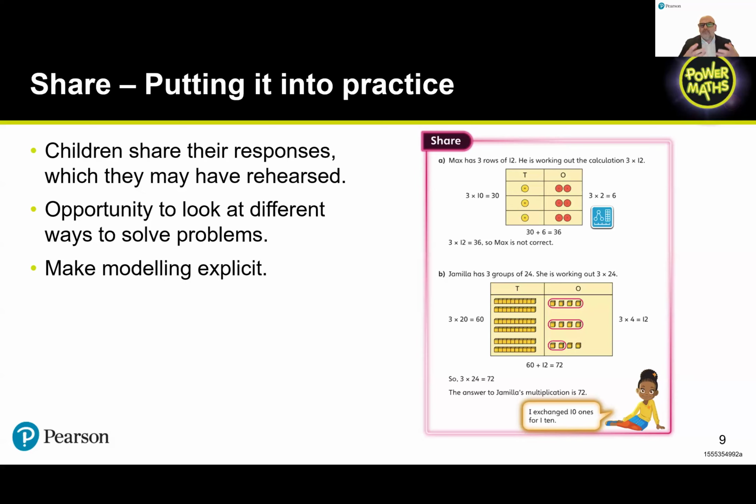Don't assume that children know that straight away. Oh, you can just see it. Make sure, spend a bit of time, slow it down. Can you see the 3? Can you see 3 lots of 12, for example? Can you see where the 12 is? Everybody point to the 12. Make sure that everybody can see that, and we don't just make any assumptions.